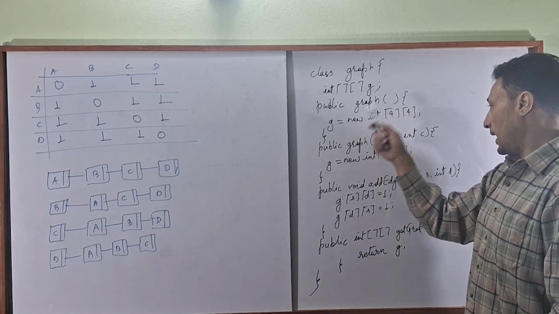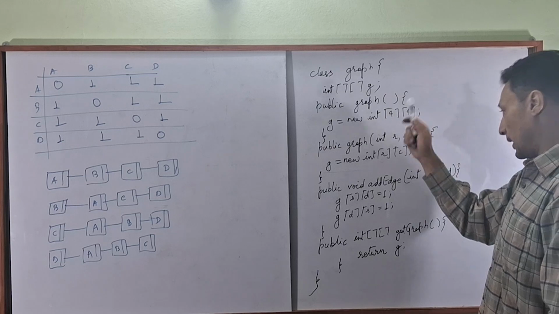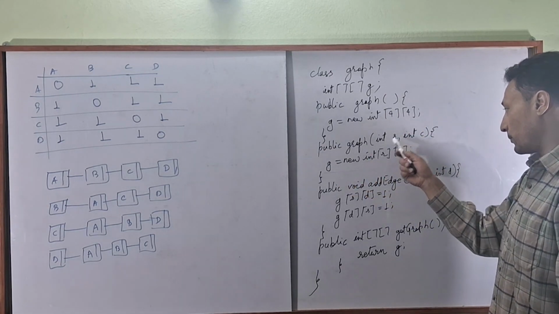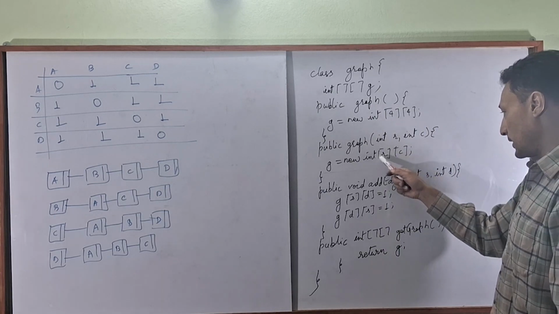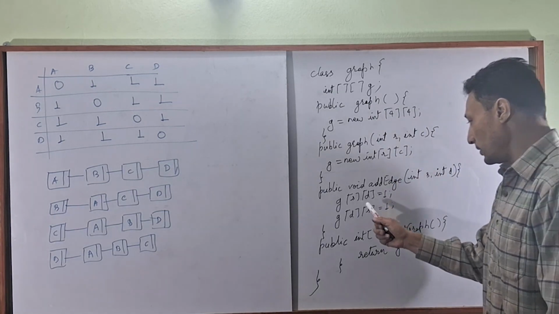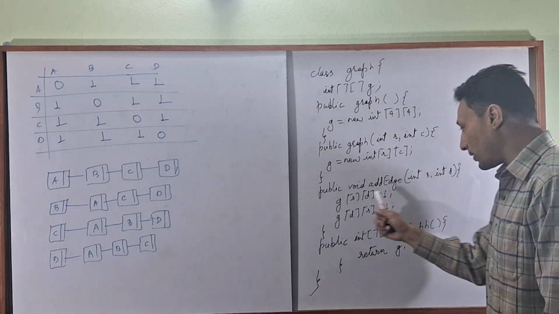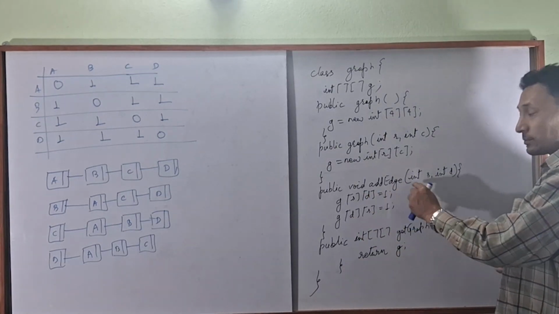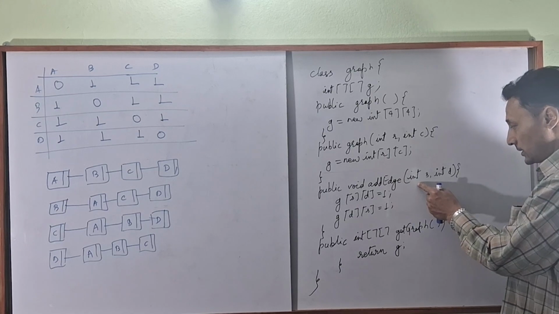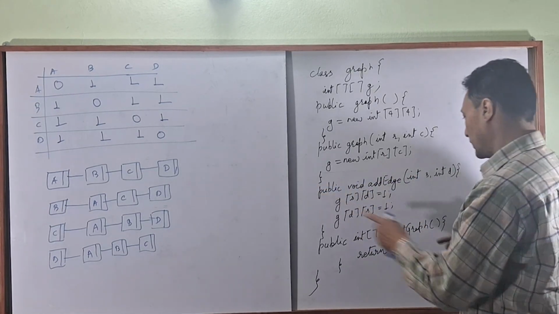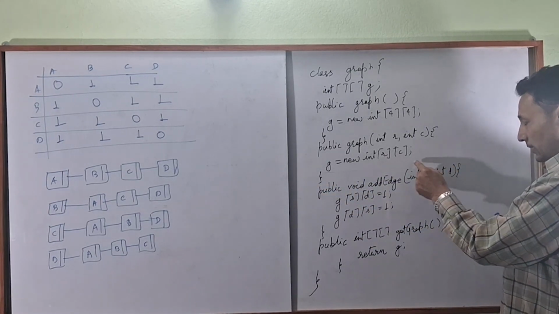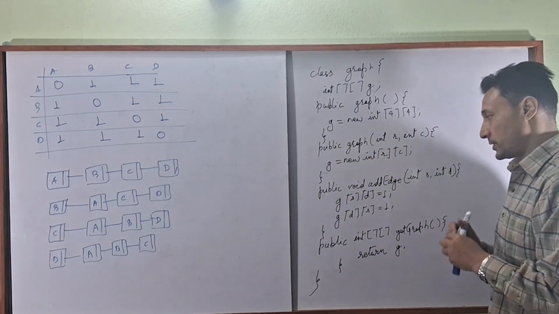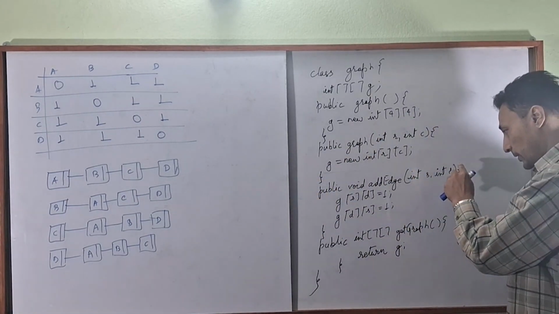Okay, 2 dimensions having 4 rows and 4 columns. There is another constructor here. I have specified the number of rows and columns. The user has to supply this r and c, and this is the method which will be used to make a connection between vertices. So when this method is called, we have to specify start and end. Suppose there is a connection between a and b, then we will specify 0 and 1. The a is represented by 0, b is represented by 1.